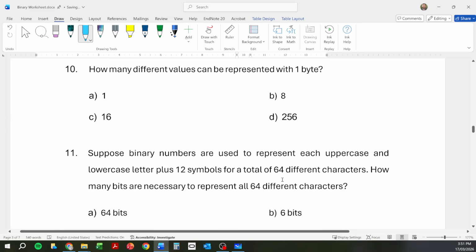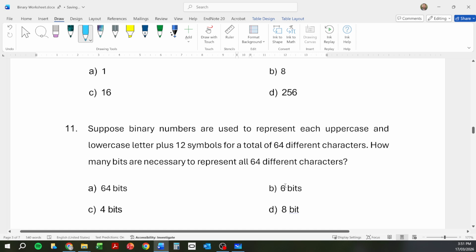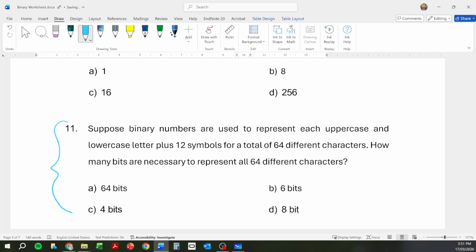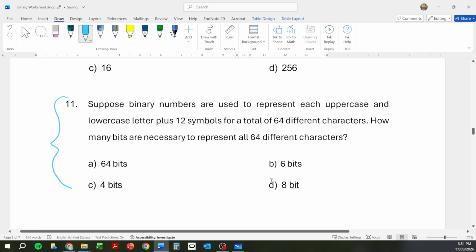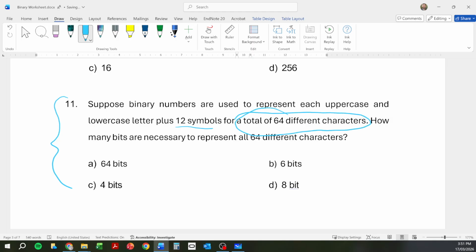Just one other one I'll touch on. Question 11 was fairly tricky, and I'll just give you a little clue. So remember, a bit is a 0 or a 1. That's a bit. And 8 bits make a byte, but you don't need to worry about that for this. It's saying, suppose binary numbers are used to represent each uppercase and lowercase letter plus 12 symbols for a total of 64 different characters. So a binary has to represent 64 different characters.